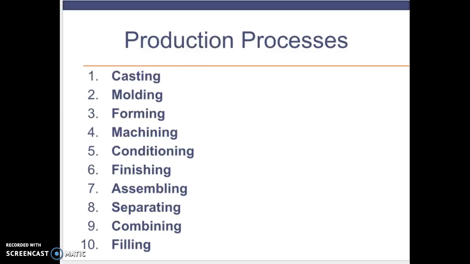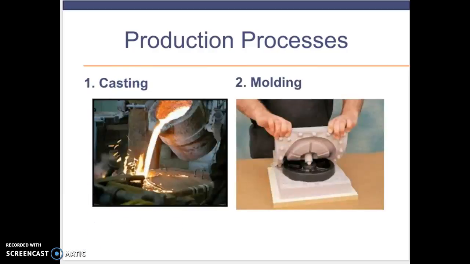These are the 10 production processes we will highlight in this video. The first production process is casting. This is the process where metal is heated until molten, which is the liquid state, then poured into a mold or a vessel to create a desired shape.